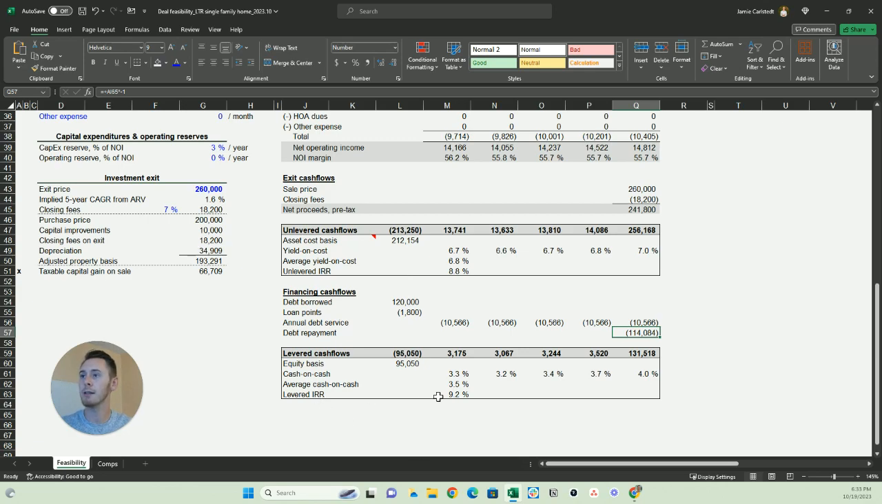Now you can see the levered internal rate of return, 9.2%, is slightly higher than the unlevered. Again, that's the effect of leverage. And that also tells me that the debt is positively affecting us for the deal. So it's a positive leverage deal, slightly, very, very slightly.